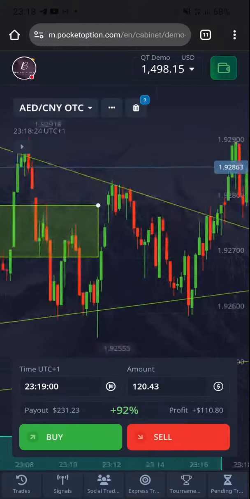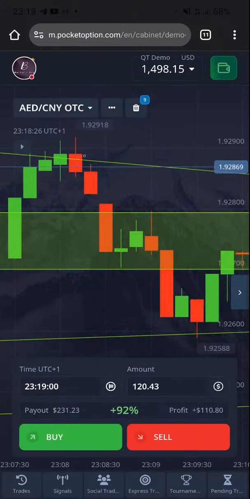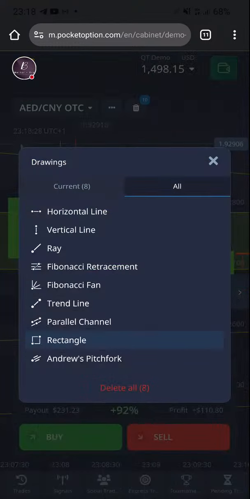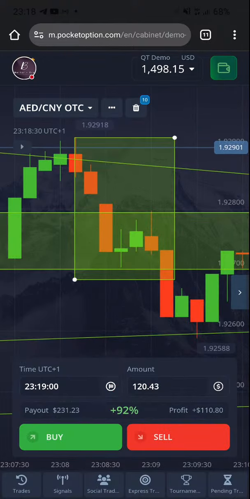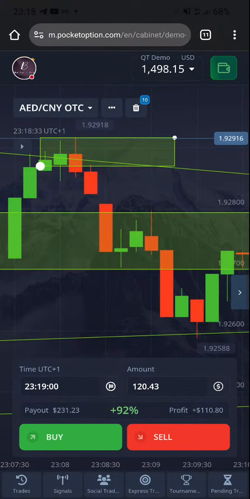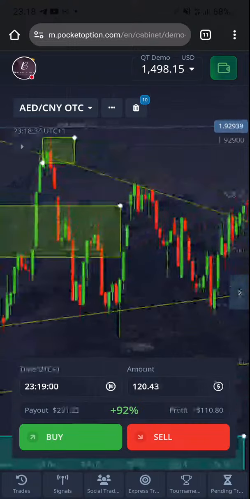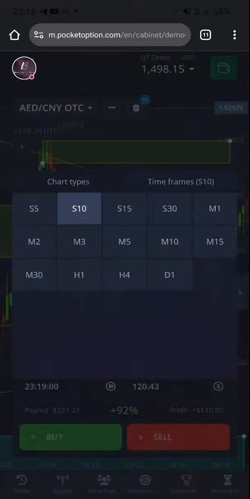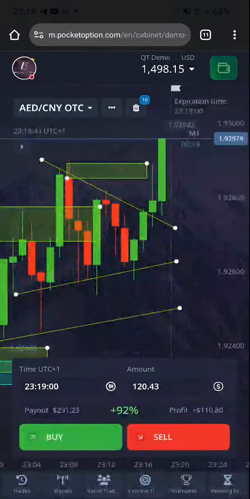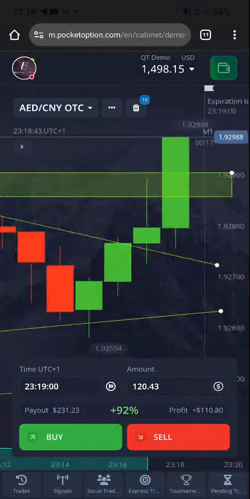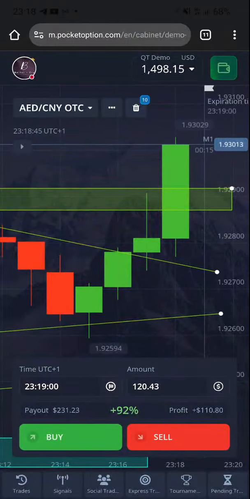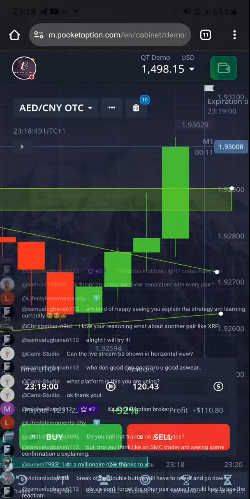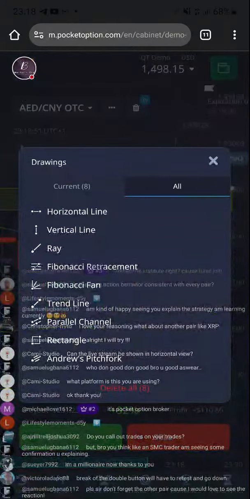Let's check S10. Okay, look at it. This is it. So if we go here now, we mark it. It's going to coincide with that pullback. Let's just mark it. Then we'll retrace it back to here. We'll go to M1 again. Look at this. You see what I'm talking about? Right on this round number, 1.92900, I guess. That's exactly what we're talking about.